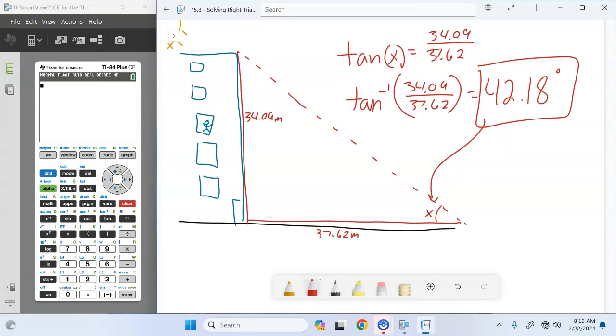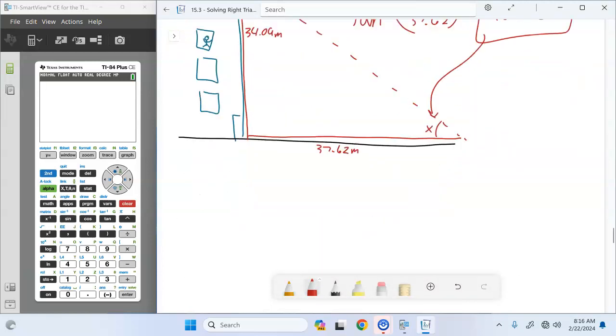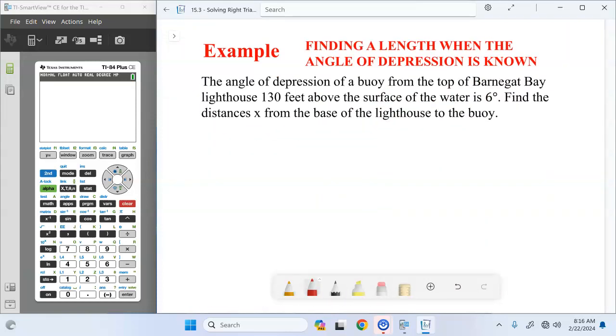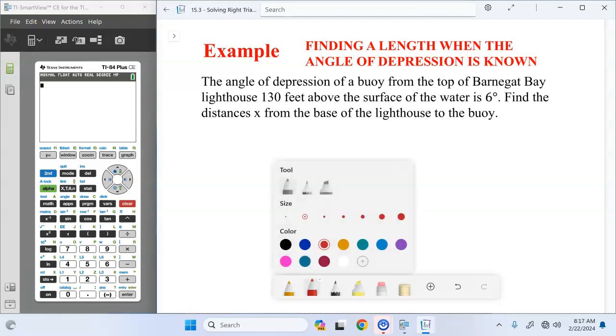Are we good, or we need another? You good? All right. So, the angle of depression of a buoy from the top of the Barnegat Bay Lighthouse, which is 130 feet above the surface of the water, is 6 degrees. Find the distance x from the base of the lighthouse to the buoy.